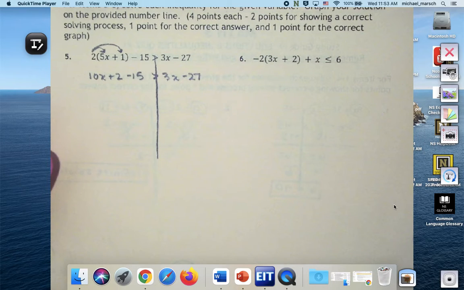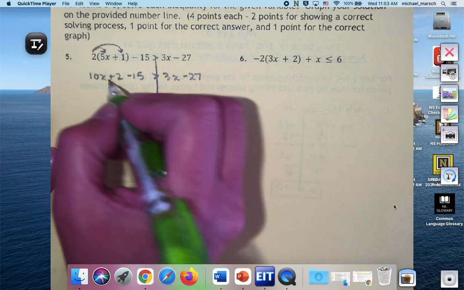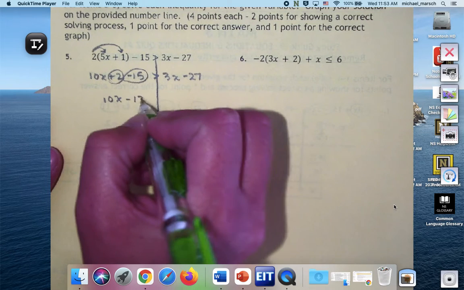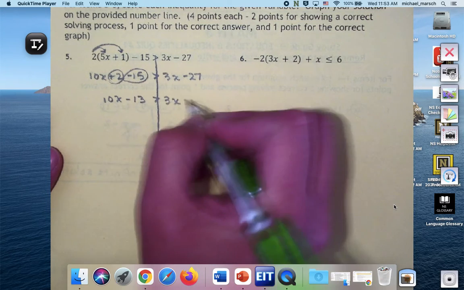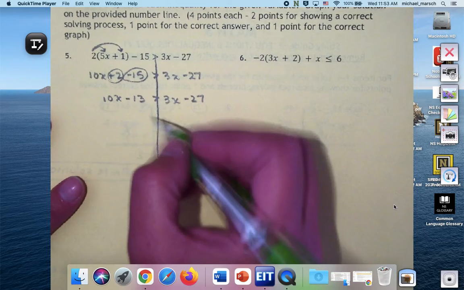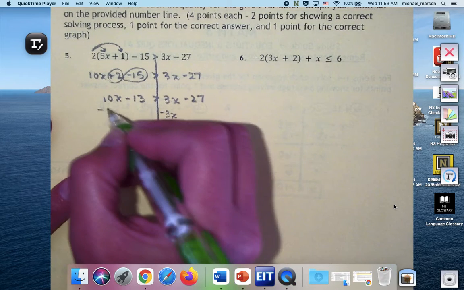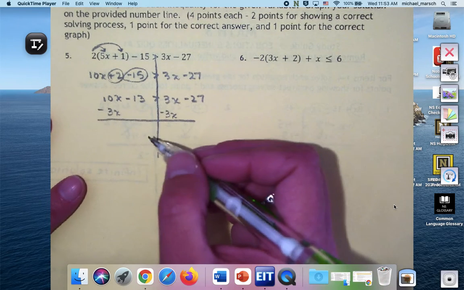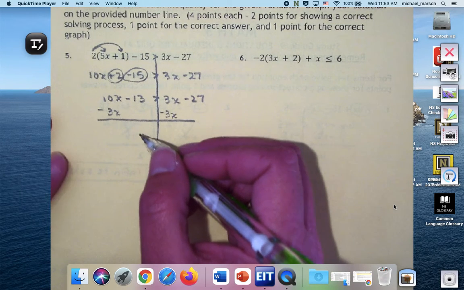Do I have any fractions? Do I have any decimals? No. Do I have any like terms? Yeah. Sure do. 2 and negative 15. So 10x minus 13 is greater than 3x minus 27. Now I'm going to isolate, so I'm going to subtract 3x from both sides. Get the variables all to one side of that seesaw, teeter-totter, right?